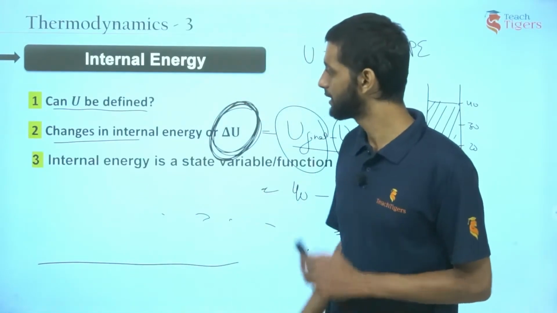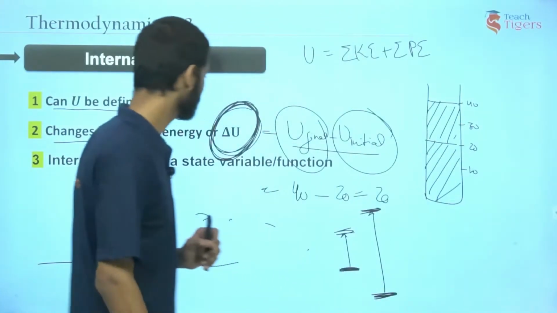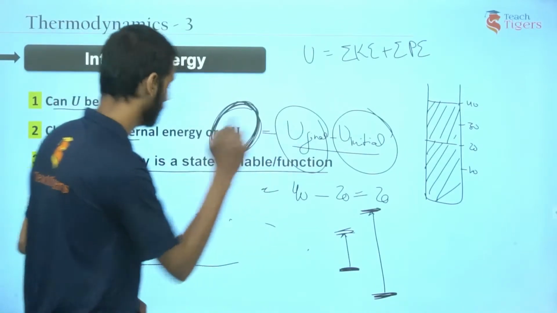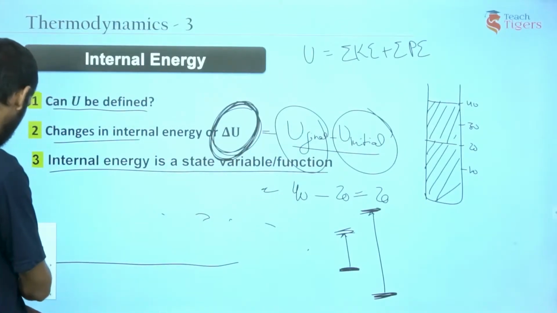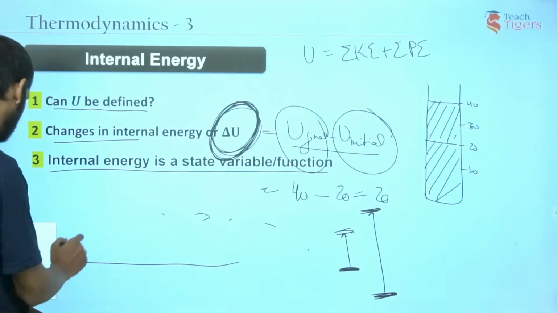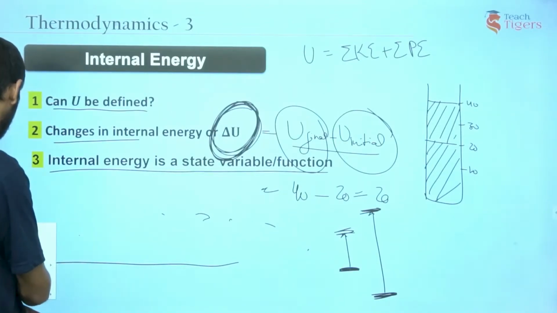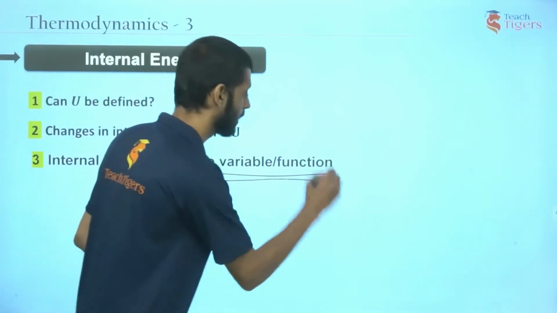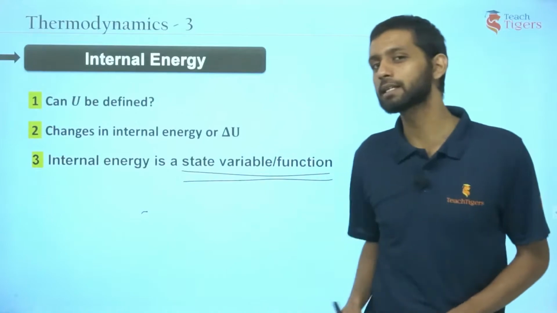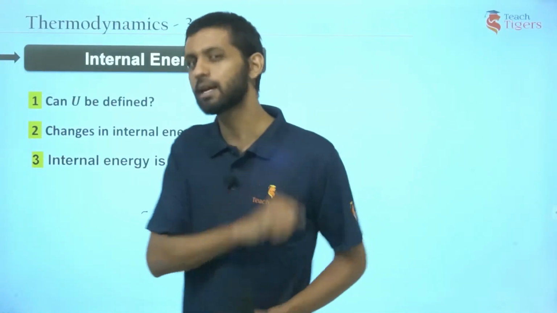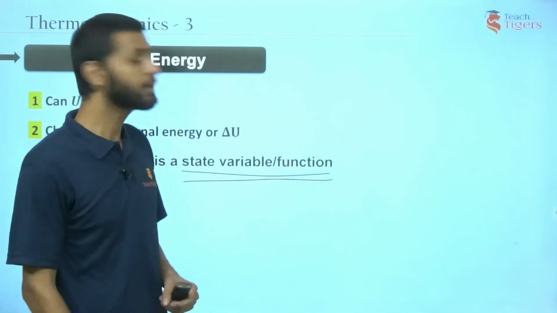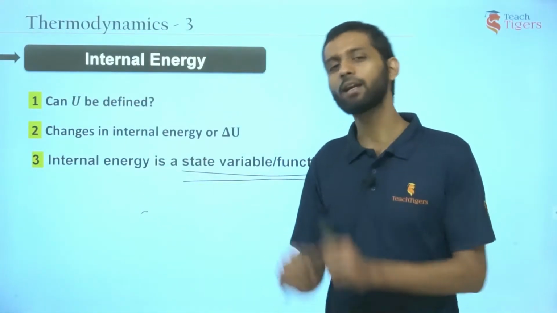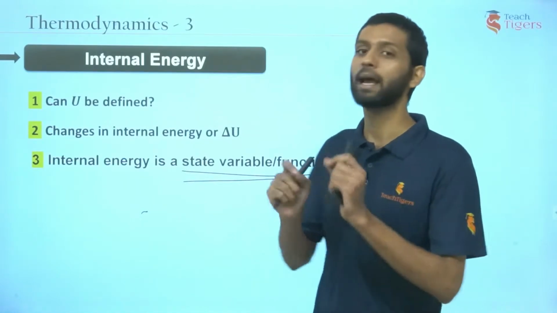All right. Another thing that we're going to mention here is internal energy is a state variable or function. Let me just clear the board. So internal energy is a state variable or function. And what is a state variable or function? It's a function that is defined by the current state of the system. It does not matter where you come from. It does not matter where you're going to go next. I can look at the system and tell about its internal energy.